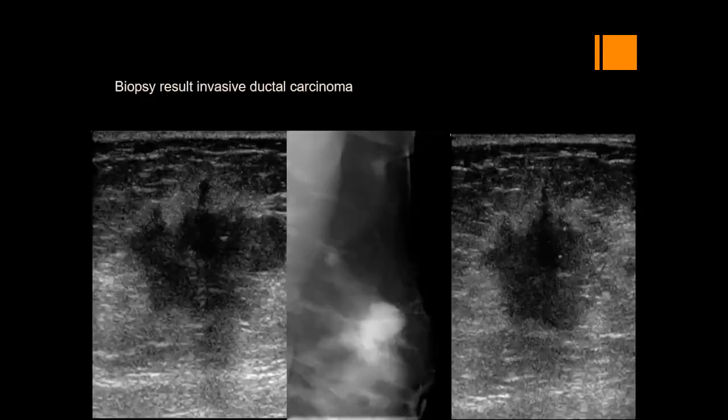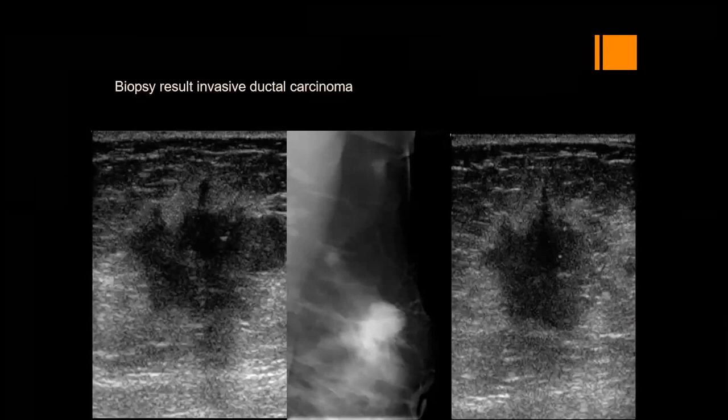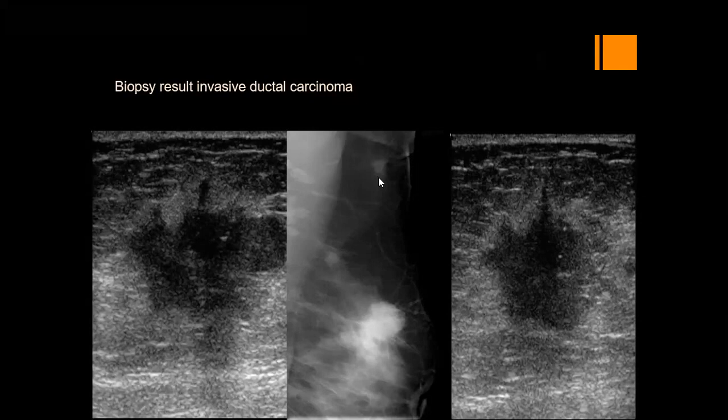BI-RADS 5. Okay, and what about this? Do or not do? Do. BI-RADS 5. Okay. No, this is BI-RADS 6. Sorry. Why? You should read. You have the sentence written up. You have to read it. So this is already proven. Yes, BI-RADS 6.